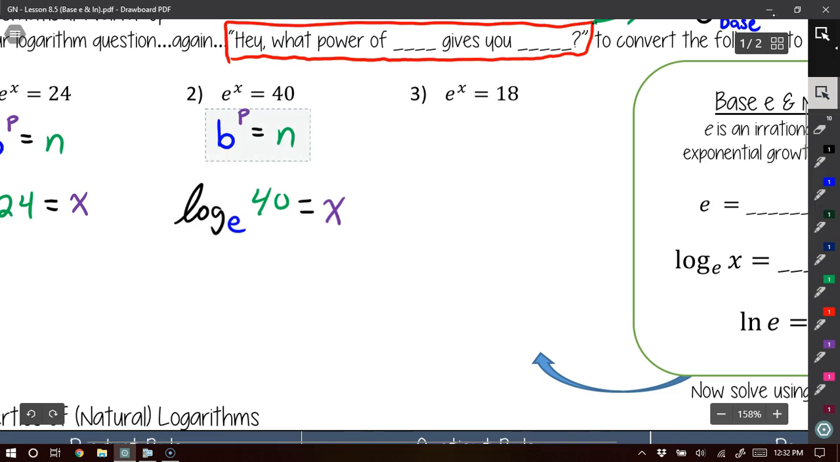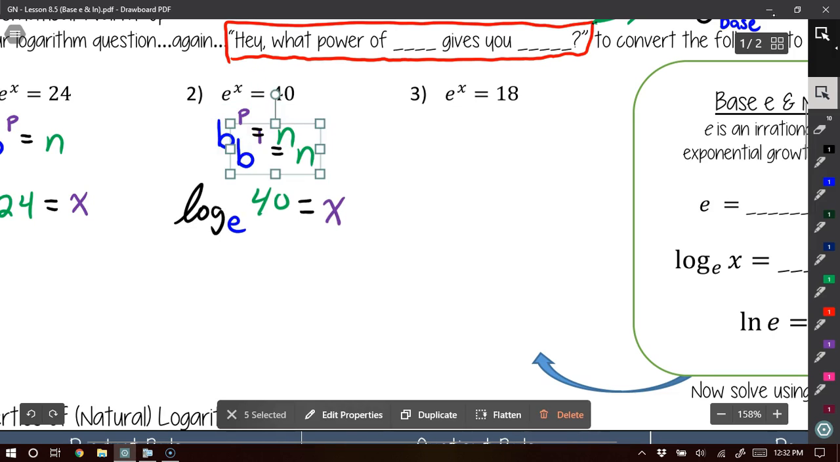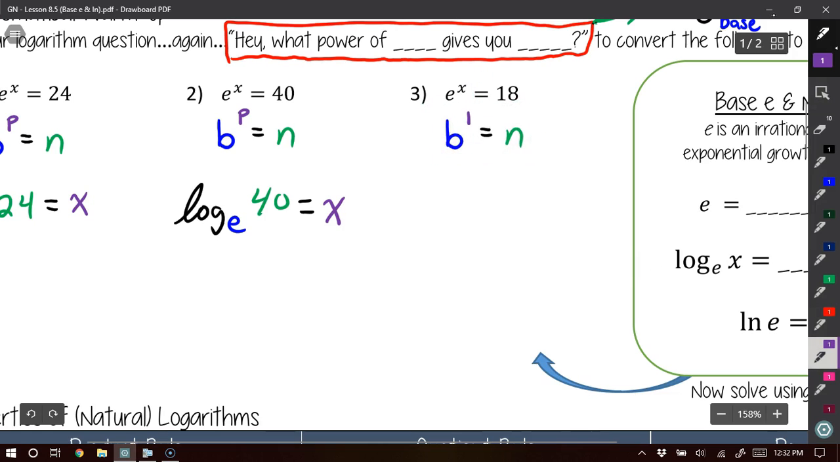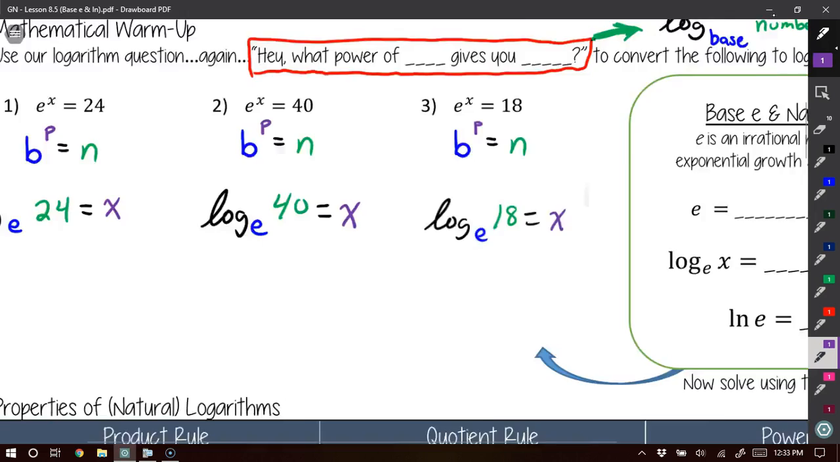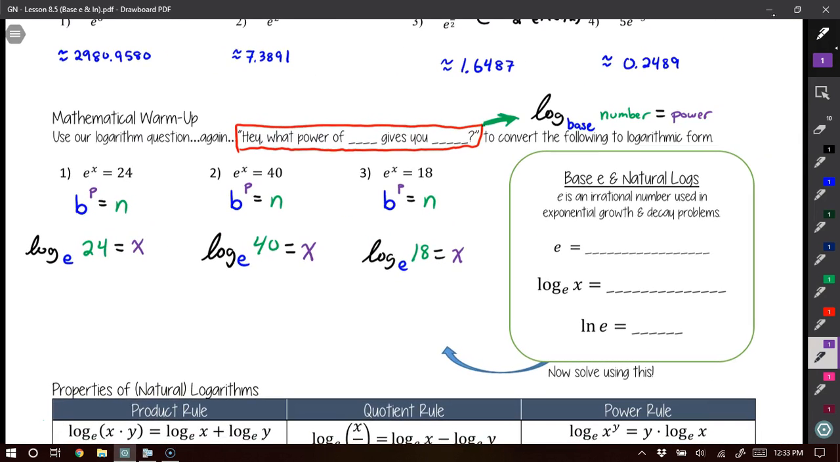We can do the same thing. We can take our definition. We can take our question: what power of blank gives me blank? And so in this case, what power, that's log, of e gives me 18? I want to know what that power is, and it tells me that power is x. That is converting to logarithms, but there's a problem. It's not asking us to convert to logarithms. It's asking us to convert to natural logarithms.